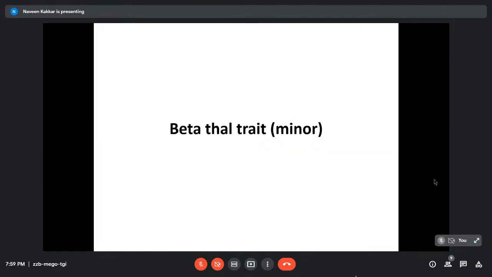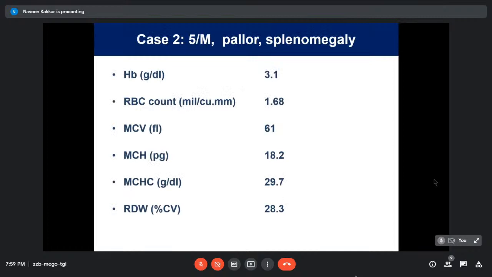Minor or heterozygote. Case 2. This is a 5-year-old male with pallor and splenomegaly. Again, let's look at what are the grossly abnormal findings. There is severe anemia, gross microcytosis, and RAW which is very high, which tells me there's a lot of poikilocytosis.